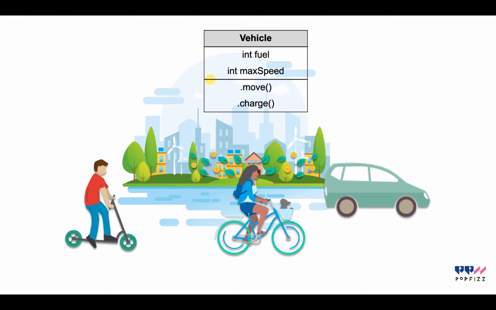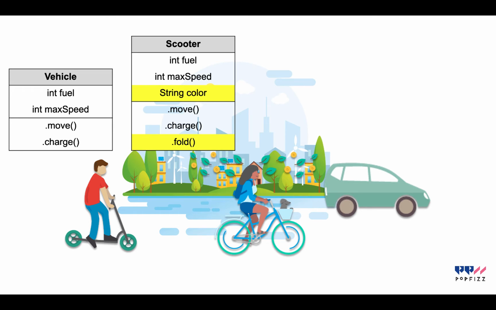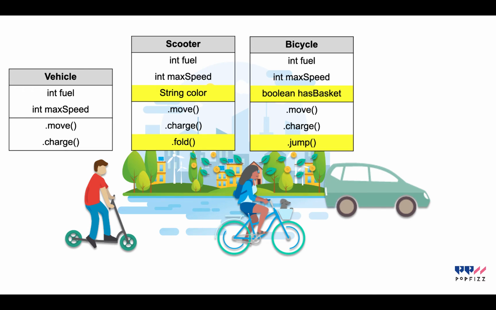However, these vehicles also have their own particular characteristics. So let's look at the scooter. How is it same and how is it different? So for the scooter, it comes in many different colors, so we may want to keep track of color. And also you can fold it, which can be written as a method. Then for the bicycle, as you can see in the picture, it's got a basket, and maybe some bicycles don't have a basket. So we'll keep track of has basket by setting that as a Boolean variable.